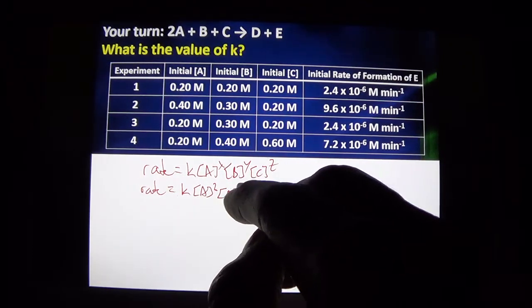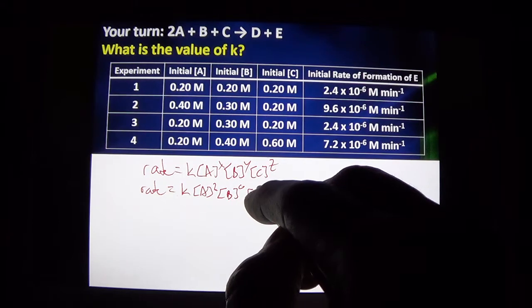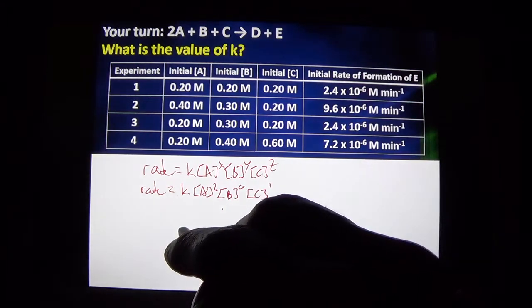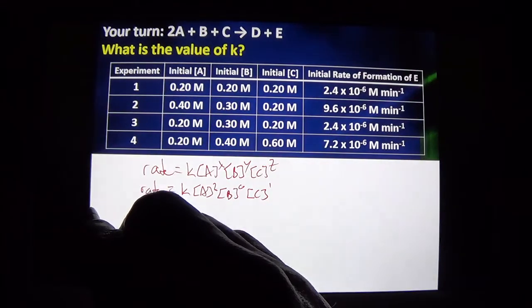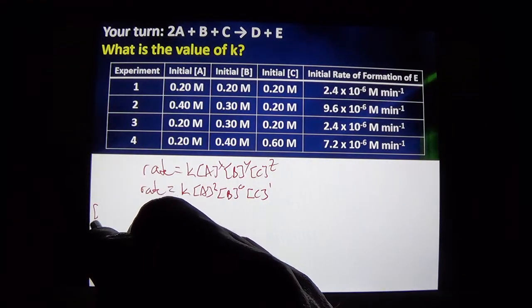B, we've already discovered, is zero order. And C, we just discovered, is first order. Now I'm ready to plug in and solve for the rate, and I like to use experiment 1 because that's just the way I roll.